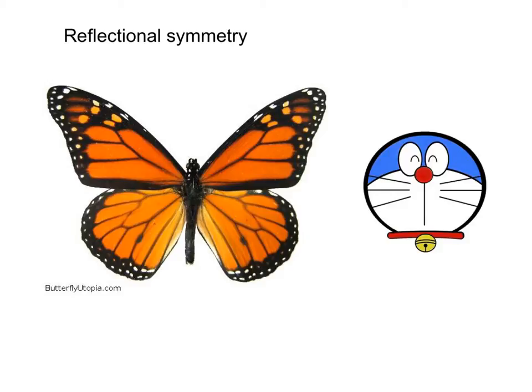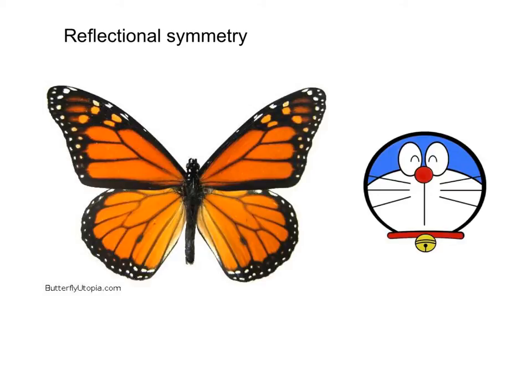Hello, students. Let's do some revision on the symmetry of two-dimensional objects. The first one will be reflectional symmetry. And you can see that we have a very beautiful picture of a butterfly here. And we have also the cartoon character, Doraemon.